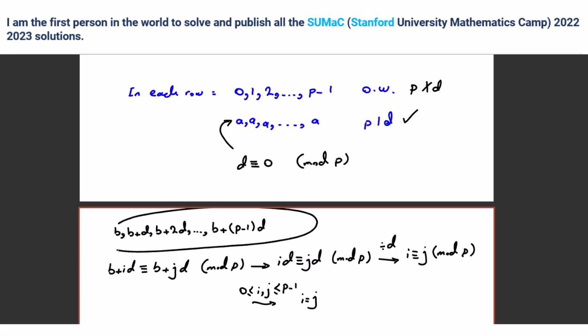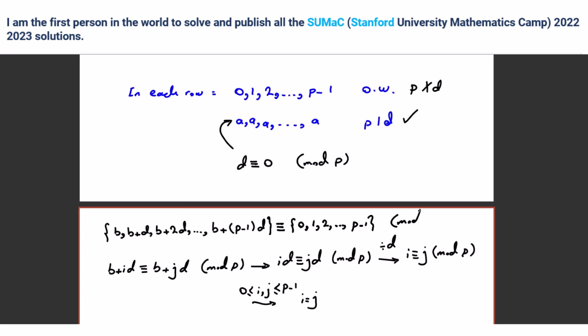different mod p. So if you consider these numbers mod p, then they are 0, 1, 2 to p minus 1, right? Yeah. Okay, so we proved we have these two cases.